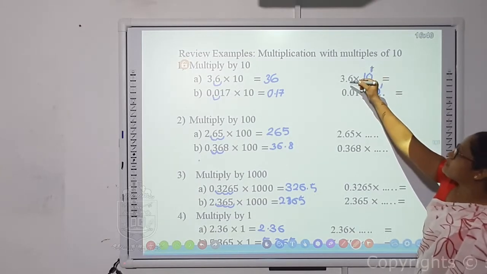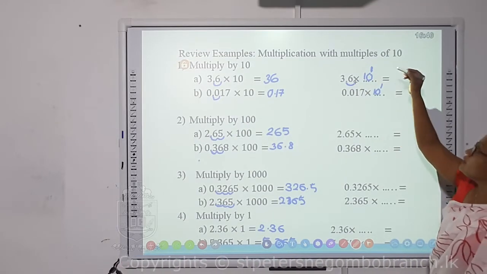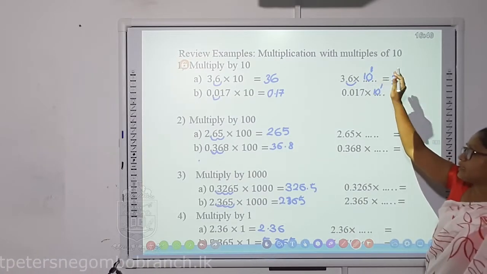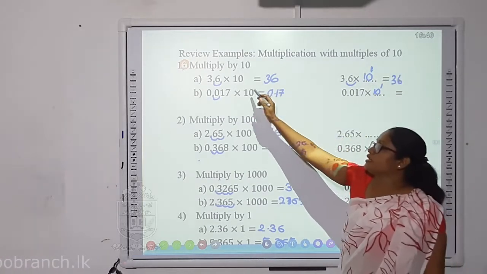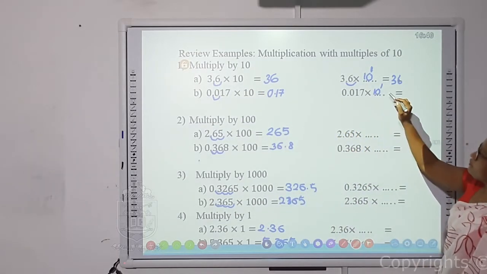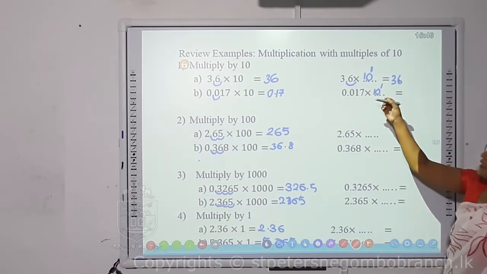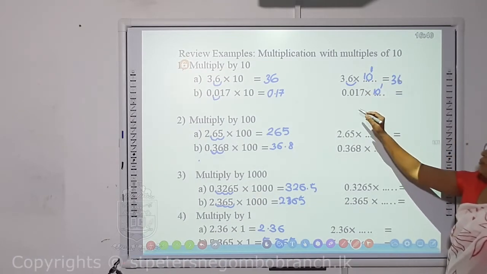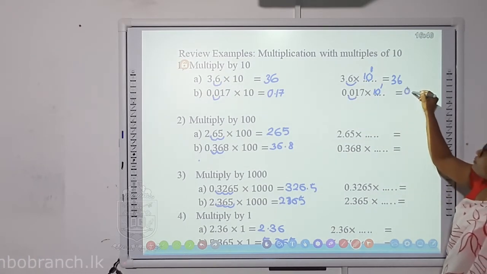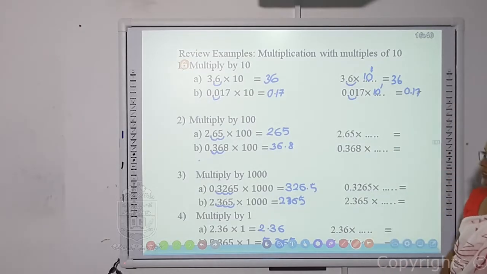Plus says shift to right side, 1 says by 1 place, that means we can shift like this. So the answer is 36. That is the way we follow in this case, and here we just look at the zeros, right? The second one will follow the same one. Plus says shift to the right hand side, 1 says by how many places. So here the answer is what? 0.17. Okay.